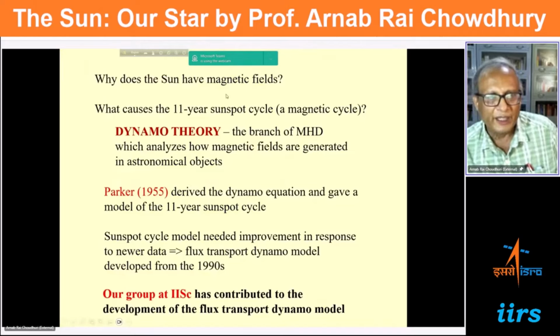Now we come to a very key question. Why does the sun have magnetic fields at all? And what causes the 11-year sunspot cycle, which is presumably a magnetic cycle? As I pointed out, most other astronomical objects also have magnetic fields. The branch of MHD in which we try to understand how magnetic fields are generated in astronomical objects is called dynamo theory.